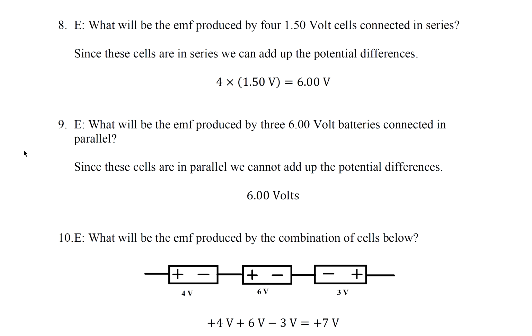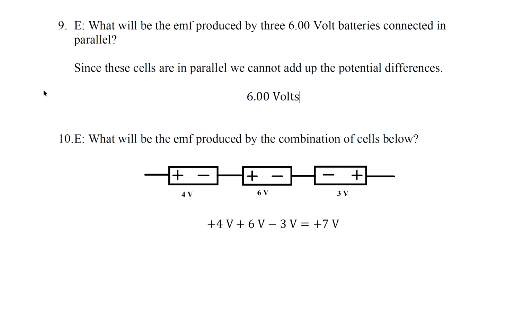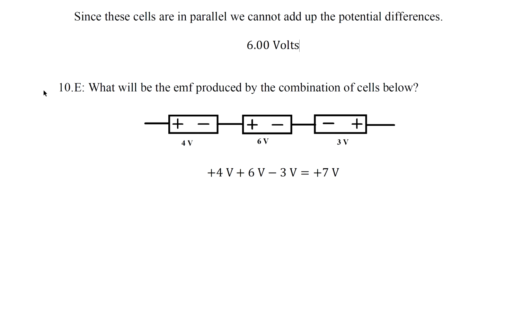Question 9. What will be the EMF produced by 3 6-volt batteries connected in parallel? Well, they're in parallel, so we cannot add up their potential differences. It's just going to be 6 volts. Question 10. What will be the EMF produced by the combination of cells below? So you see we got positive, negative, positive, negative, negative, positive. So it's going to be 4 plus 6 minus 3. So we're never going to actually physically put cells like this.